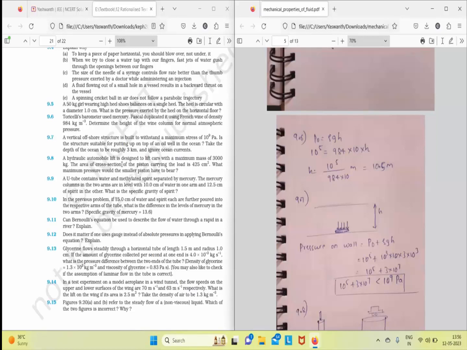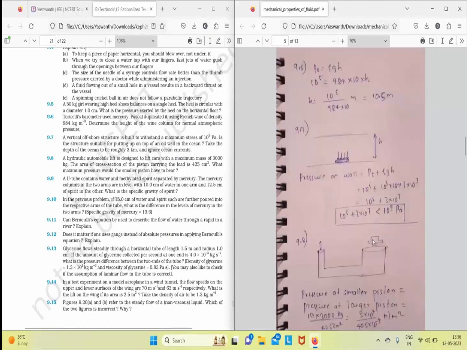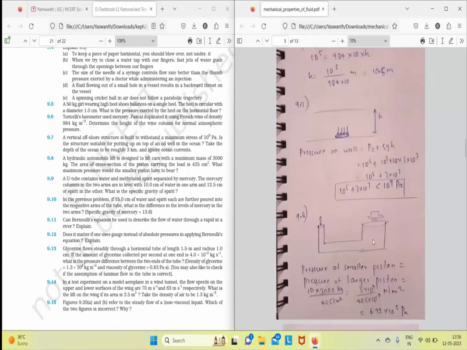Take the depth of the ocean to be roughly 3 kilometers and ignore ocean currents. Okay, what he is doing is he made some wall, a vertical offshore structure. So let's think he made some wall and it can withstand a maximum stress of 10 power 9 pascals. Maximum stress means it can withstand a maximum pressure of 10 power 9 pascals.